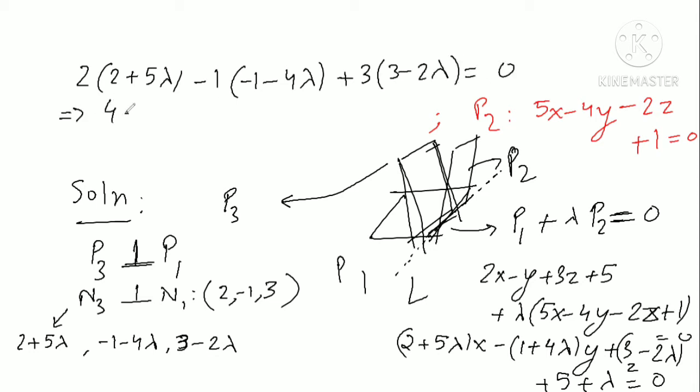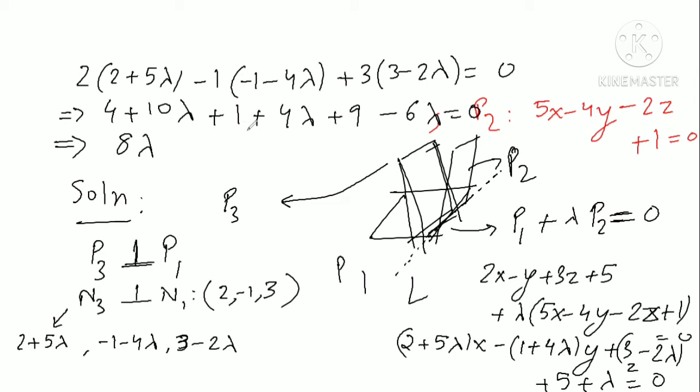So 2 into (2 plus 5 lambda) becomes 4 plus 10 lambda. Minus 1 into minus 1 is plus 1, and then plus 4 lambda. 3 into 3 is 9, and then minus 6 lambda is equal to 0. If we simplify this expression, 10 lambda plus 4 lambda is 14 lambda, 14 lambda minus 6 lambda is 8 lambda, 4 plus 1 is 5, and 5 plus 9 is 14.